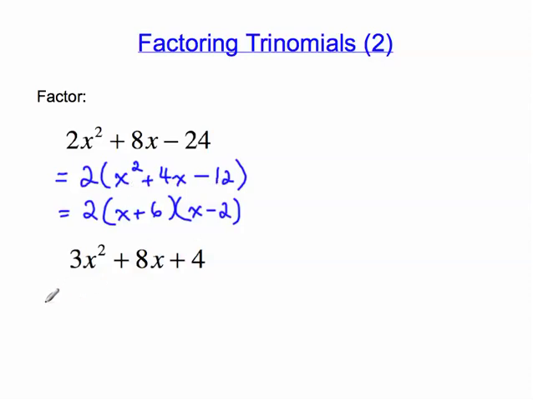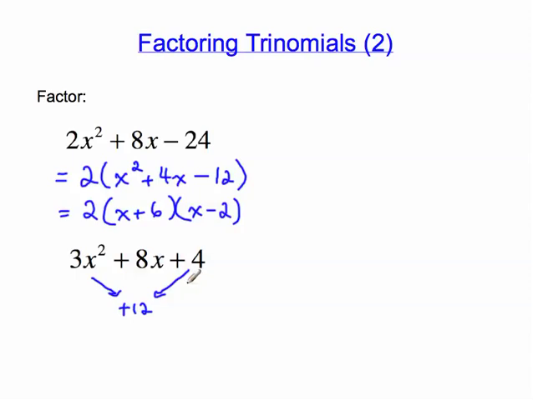But sometimes, often, that won't work. In this case, we've got a 3 here, and 3 is not a common factor of all three terms. So we need to look at a different method of factoring. In this method, sometimes called factoring by decomposition, the technique is to look at the coefficient of the first term and the last term, and multiply those two together. So 3 times positive 4 is positive 12.